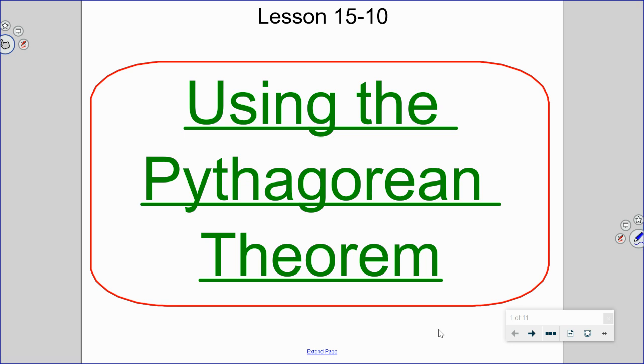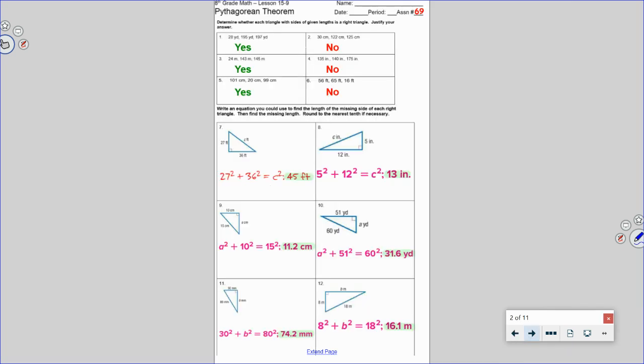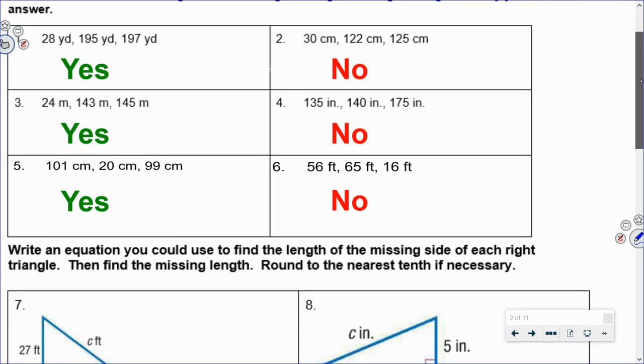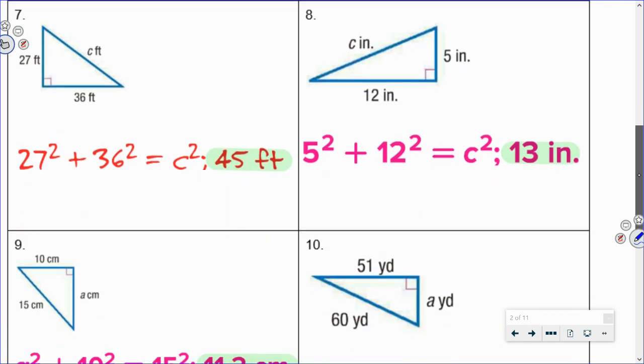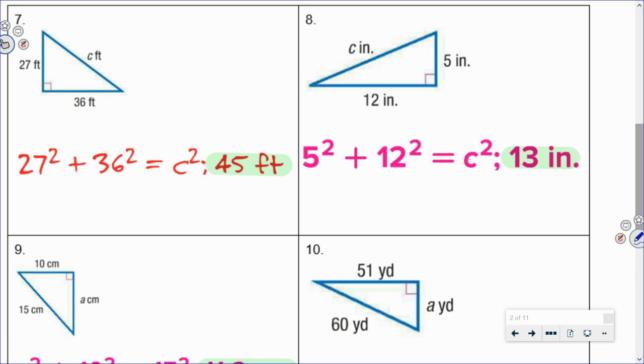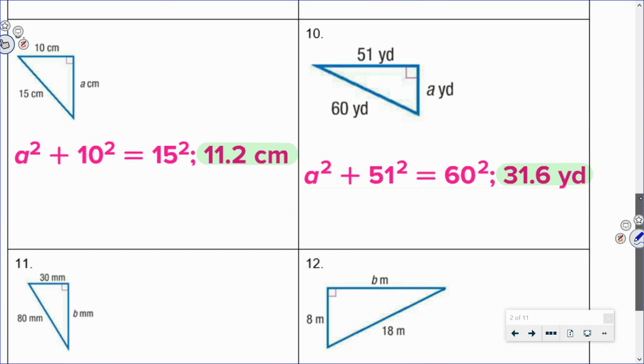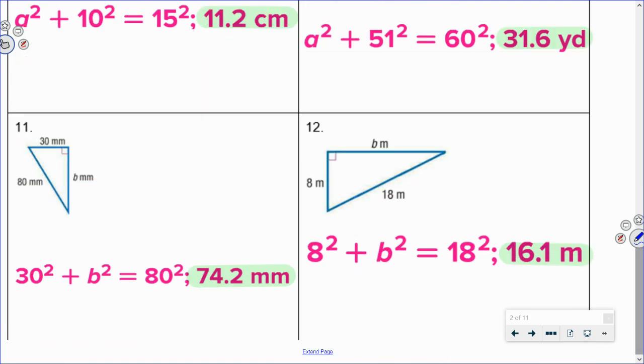Using the Pythagorean Theorem. How do we use this? How do we see it in real life? Whatever the assignment is, pause, take a look now. Come on back when you're ready to go to the back page. And bring some questions to class, ladies and gents.